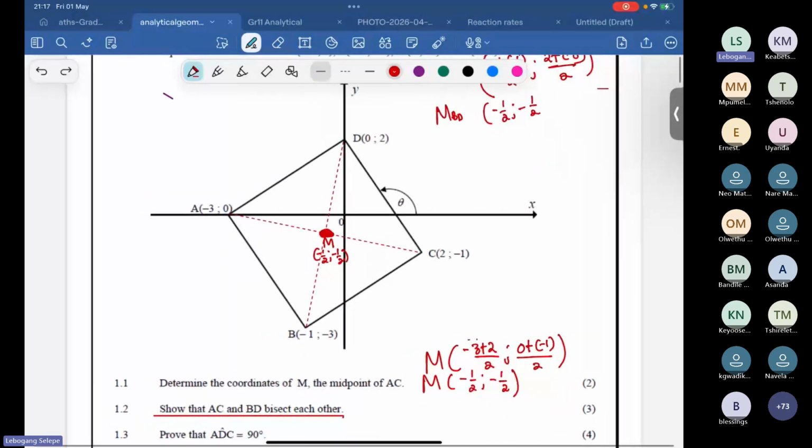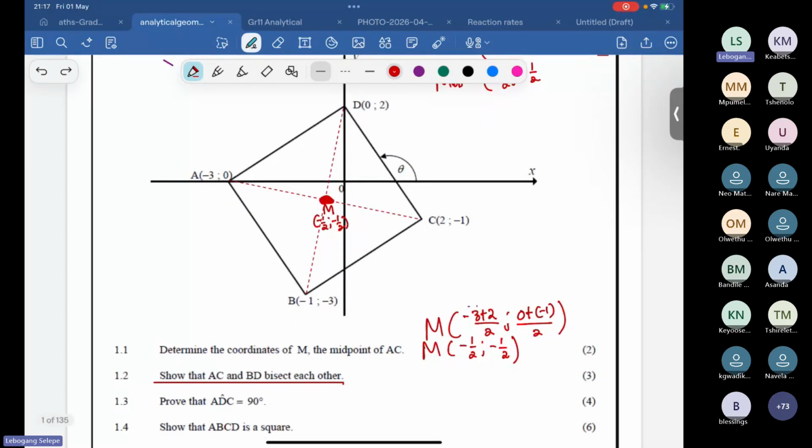And that automatically shows us that these 2 lines have the same midpoint. So having the same midpoint basically tells us that they bisect each other. It's just another way that the examiner uses to say, determine the midpoint of BD, right? So instead of telling you to calculate the midpoint of BD, they said, show that AC and BD bisect each other. That's you basically calculating the midpoint. And that's it. So we've answered the question.